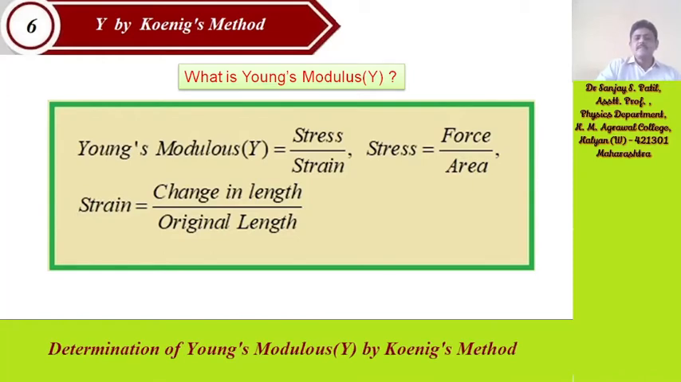Young's modulus is a ratio of stress and strain, where stress is the ratio of force and area, while strain is the ratio of change in dimensions per unit original dimensions, or specifically, strain can be defined as change in length per unit original length.